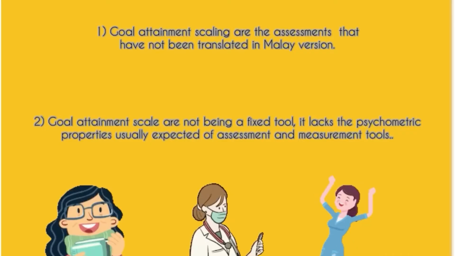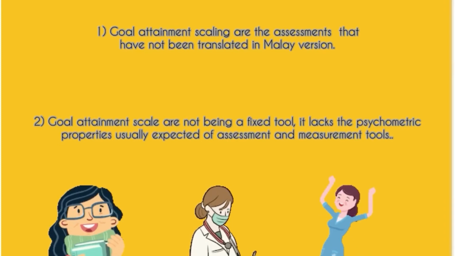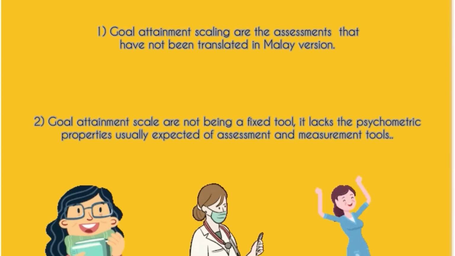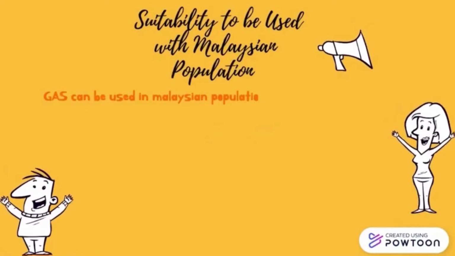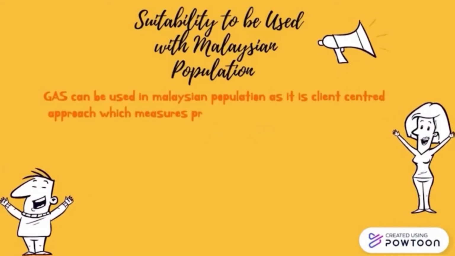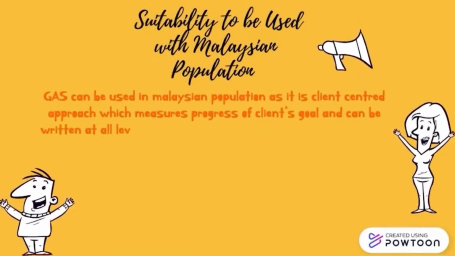Disadvantages: GUESS has not been translated into a Malay version. GUESS is not a fixed tool. It lacks the psychometric properties usually expected of an assessment and measurement tool. Third, it takes a long time to complete. Fourth, it requires course training for administration. GUESS can be used in the Malaysian population as it is a client-centered approach, which measures progress of client goals and can be written at all levels of functional difficulty.